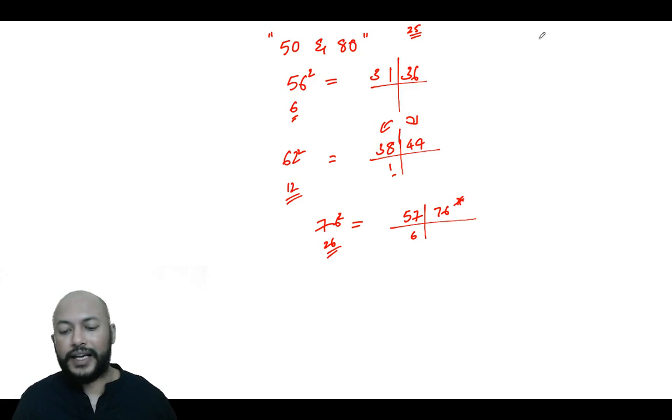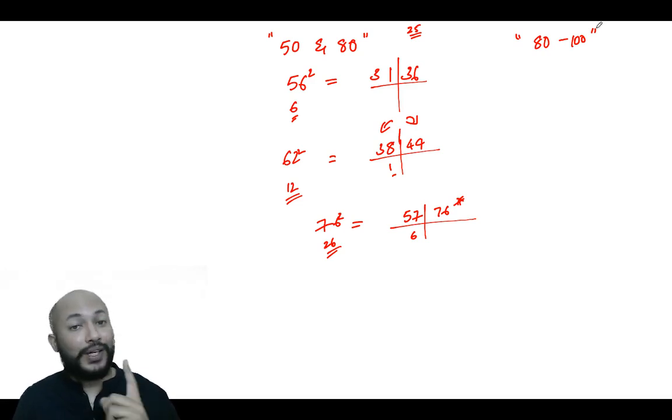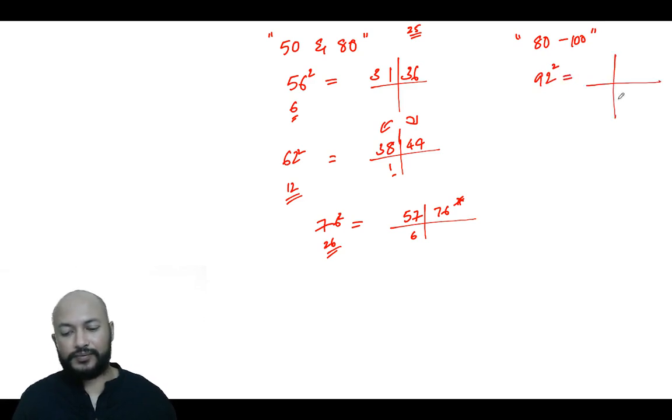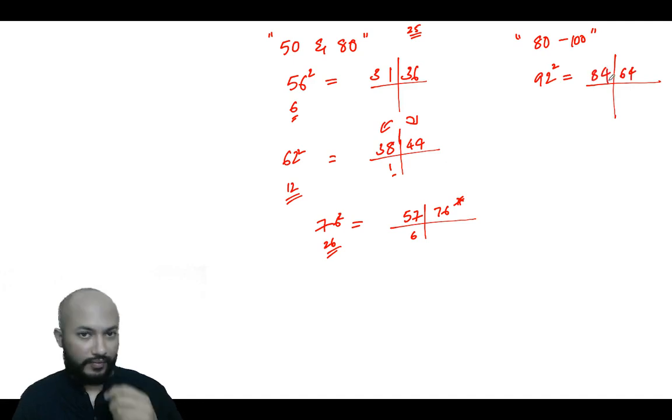Last case is 80 to 100. How do you find squares from 80 to 100? Now I want you to take a guess for this. I will find out the square using the method. I want you to crack the method. All right, let's say 92 square. Here's the answer.